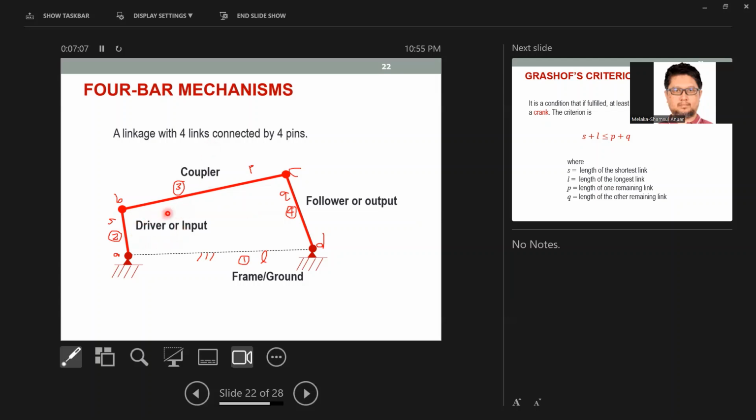All right, so usually the ground we will always label as number 1. 2 is the driver or input or crank, and then this coupler is link number 3, and the follower is the output, and that is link number 4. And in this part of the analysis, size does matter. So we will look into what are the lengths being involved here. We need to find what L1, L2, L3, and L4 are. We need to know that because different lengths will determine how this mechanism works or behaves.